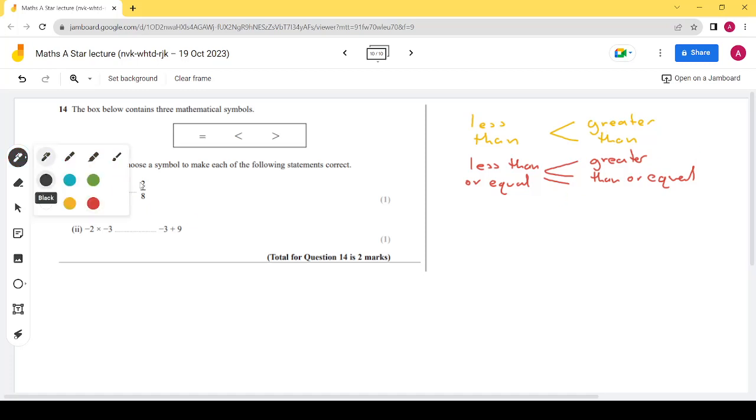But here we've got from the box, choose a symbol to make each of the following statements correct. Well, we've got 5/8. Well, 5/8 is greater than 2/8. So it's a bigger number. 5/8 is obviously bigger than 2/8. And then below, we've got -2 times -3. Well, you can put in your calculator, negative times a negative is a positive, so that would be 6. -3 plus 9, well, that's just the same as 9 take 3, so equals 6. And so our sign is going to be equals. So it's a really nice question again.